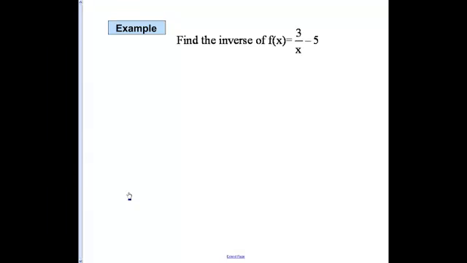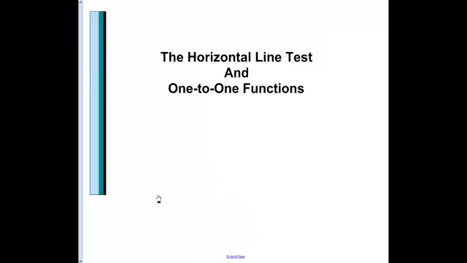And here's another one, and I'll just write the answer here, and you can go through the math on this one. The inverse function is equal to 3 over x plus 5. So just remember, let f of x equal y, interchange x and y, and then solve for y.